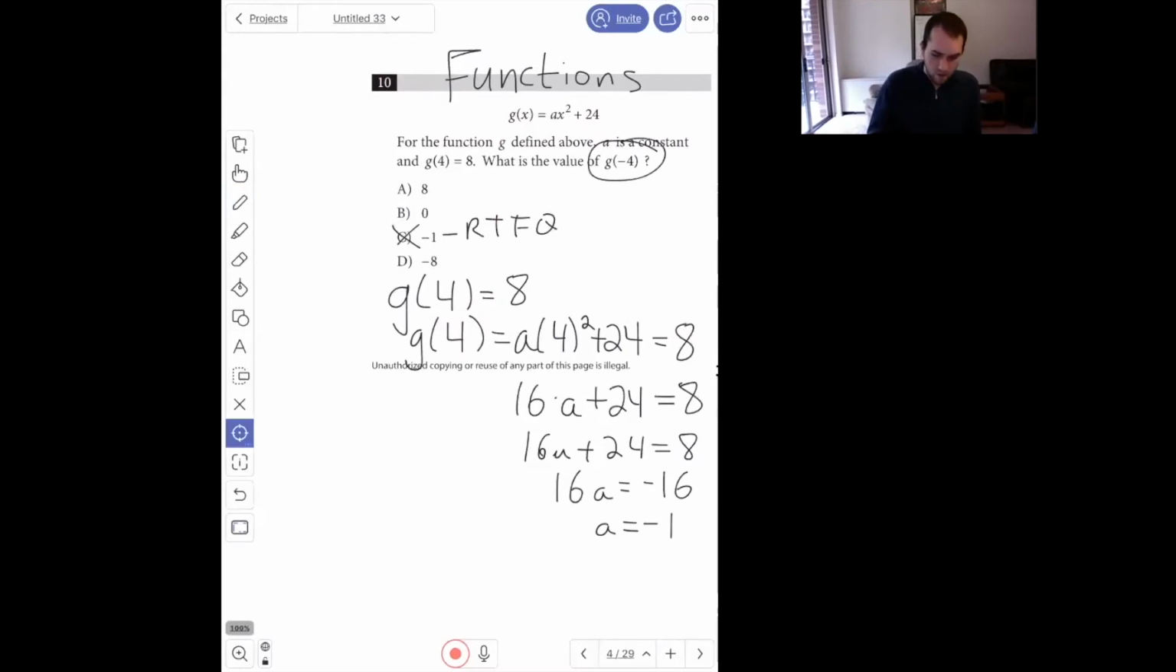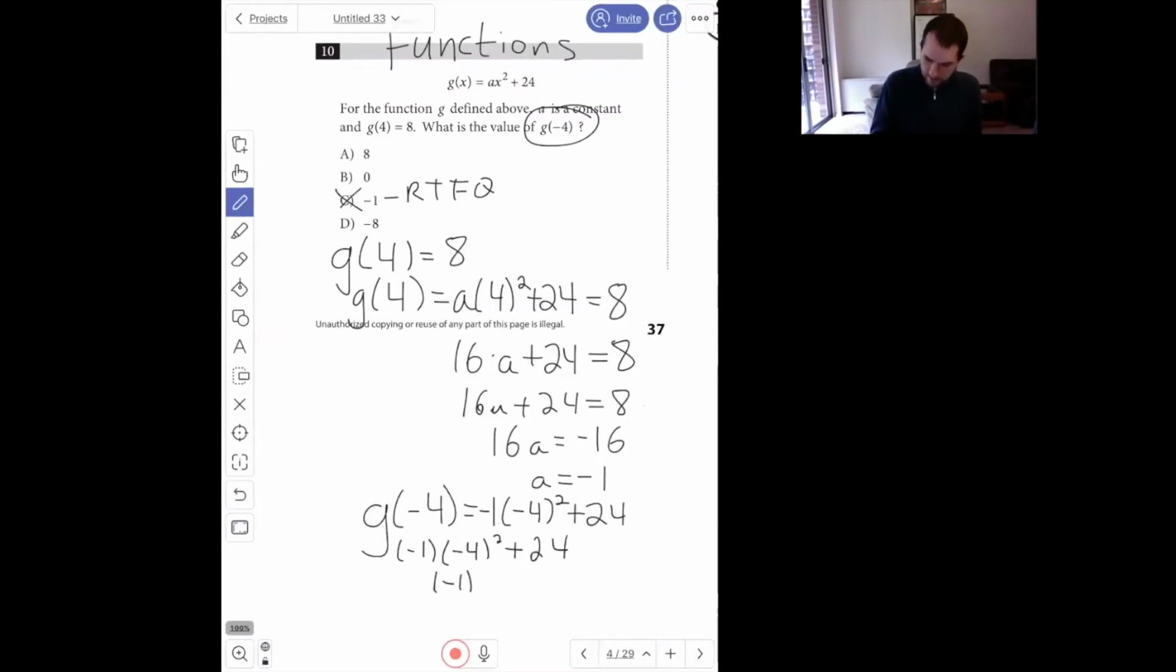Remember we said, whatever's inside the parentheses, we plug in for x. So let's do the same thing here. We have negative 4 inside the parentheses, so let's substitute that in for x. I marked this as a, but I actually know what a is now. A is negative 1. So let's erase that and replace that a with a simple negative 1. Now I can solve for this g of negative 4. That's negative 1 times 16 plus 24. That's negative 16 plus 24, which gives me a final answer of 8. Choice A is my correct final answer.